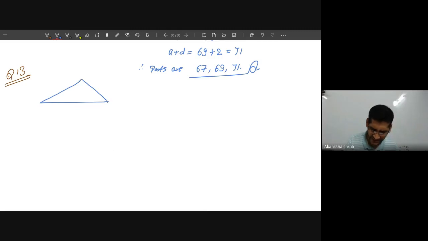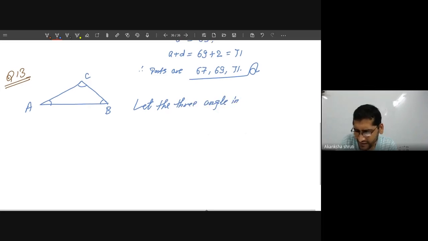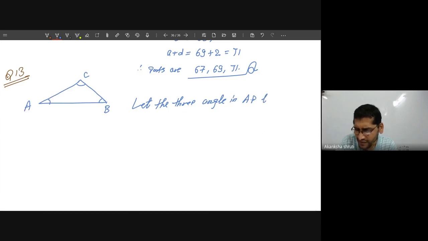So a triangle is given to us. Let us take this as A, B, and C. Here it is given that these three angles are in AP. Okay, student? So the best way of choosing the three angles in AP is, let the three angles in AP be A minus D, which is representing one of the angles. The other angle is A and the other angle is A plus D.